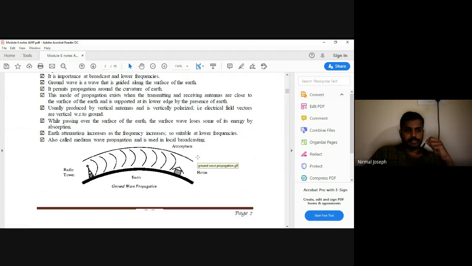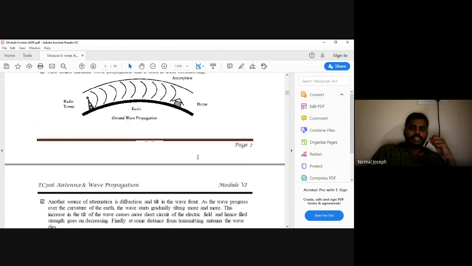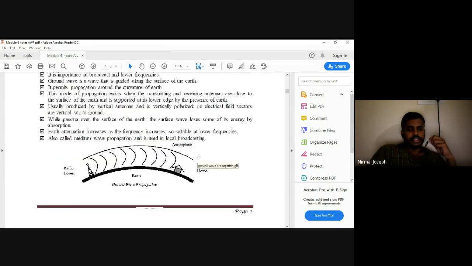Mainly losses happen in this ground or surface transmission. The earth attenuation increases as the frequency increases. So it is suitable at lower frequencies. It is also called medium wave propagation and it is used in local broadcasting. So that's all about the basic points of ground wave propagation. The main thing is that we are using lower frequencies only.